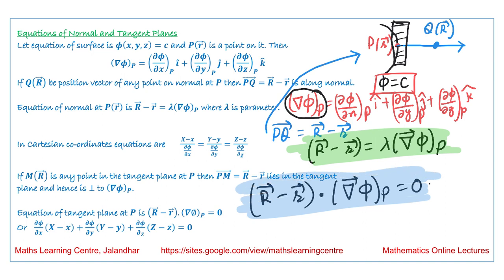Now if we write these in the Cartesian form, we obtain x minus x₀ over curly phi by curly x, equal to y minus y₀ over curly phi by curly y, equal to z minus z₀ over curly phi by curly z. And similarly, this is the equation of the tangent plane. So these are the equations in the Cartesian form, and those were the equations in the vector form.